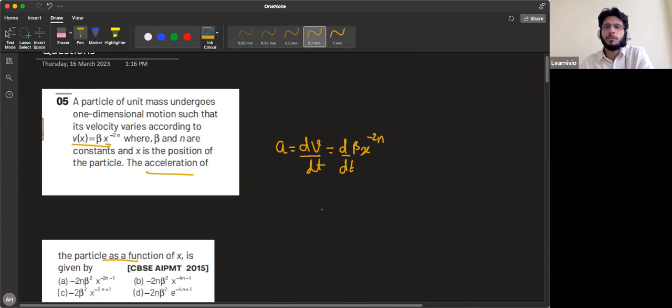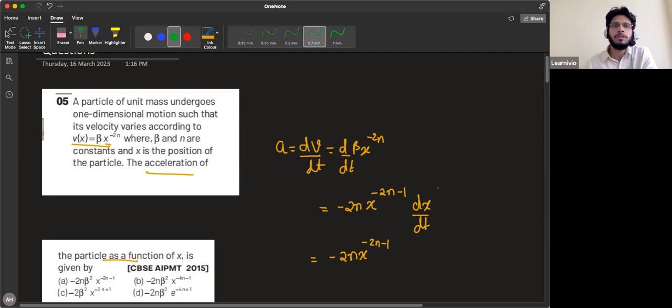minus 2n. Differentiate this with respect to x, so it will be minus 2n x to the power minus 2n minus 1. We differentiate it with respect to x, and then you have to differentiate x with respect to t also. Because it's not a function of t, it's a function of x. You're differentiating with respect to t, and then you will differentiate this x with respect to t also. So that's minus of 2n x to the power minus 2n minus 1.